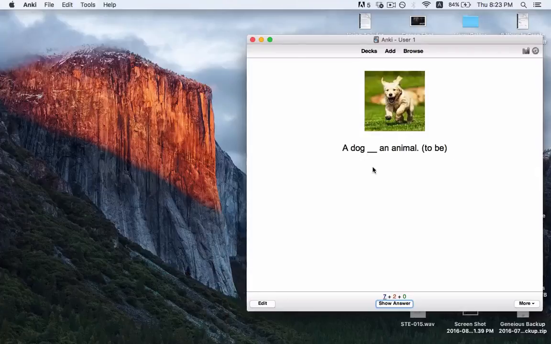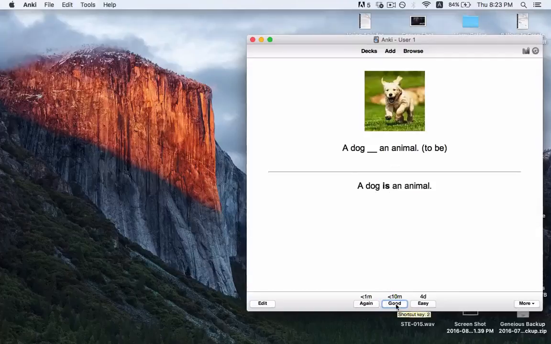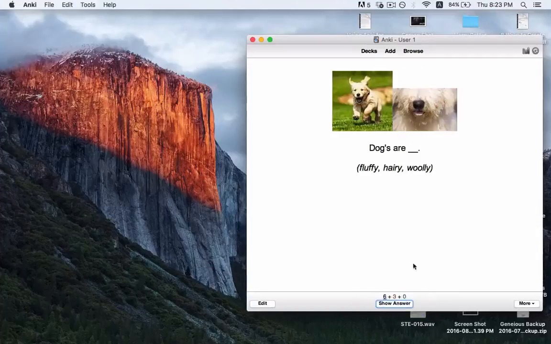It's going to be present tense, but to make life easy, I would normally put the tense that you want to be testing underneath to give you a hint. So a dog is an animal, say, hit spacebar or just click show answer. A dog is an animal. Say you found this slightly difficult, click good. You'll see it again in 10 minutes.